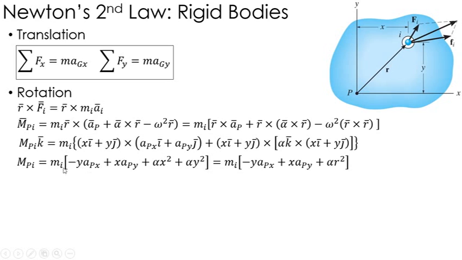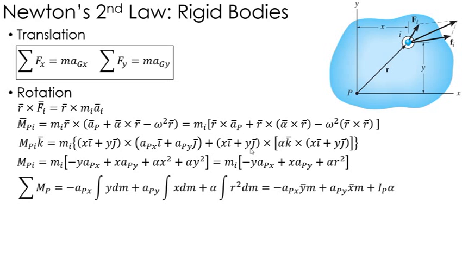And what I'm left with is, again, the mass times y times a_Px, x times a_Py, and then I have x squared times alpha and y squared times alpha when I perform the cross product. Now alpha times x squared plus y squared, Pythagorean theorem tells me that's r squared. So I replace the last term with just alpha r squared because x squared plus y squared is r squared. So that is the moment about point P on that particle i.